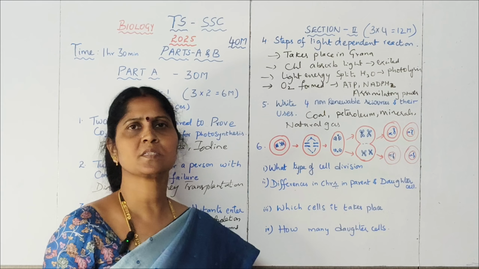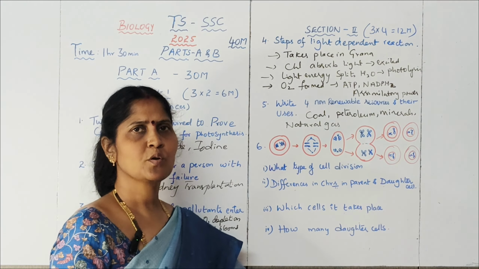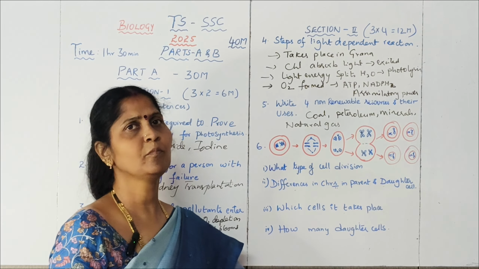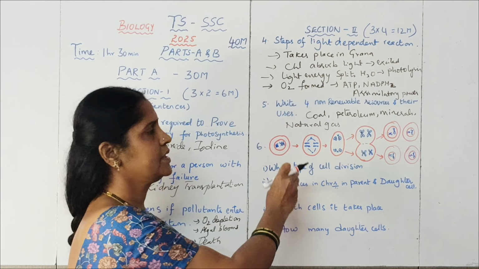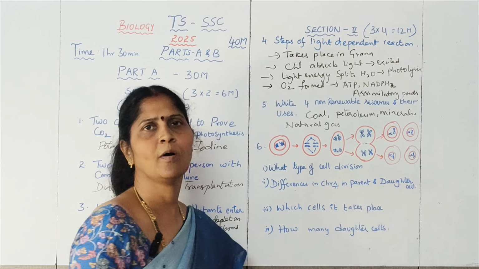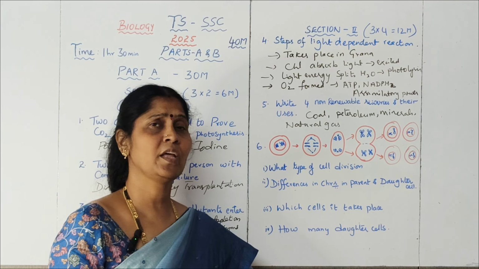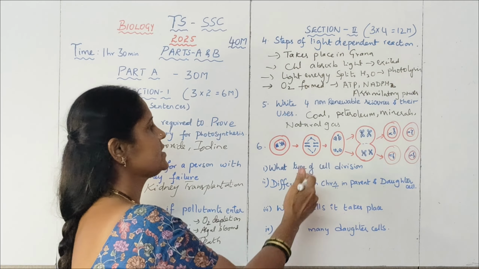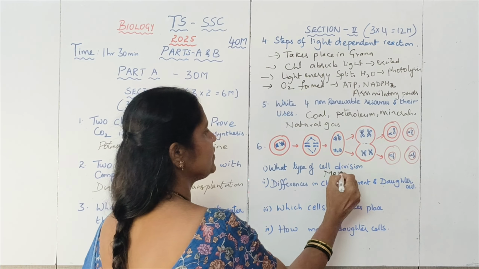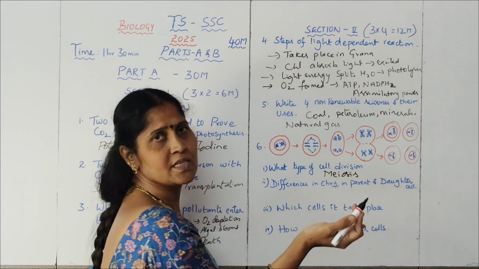Next, talking about the 6th question, a diagram has been given. Seeing this diagram, you have to answer 4 questions, which is quite simple. When you see this diagram, you can see that from one cell, 4 daughter cells are getting formed. Seeing that, you should recognize the process of cell division as meiosis. So what is the type of cell division? You write your answer as meiosis directly.